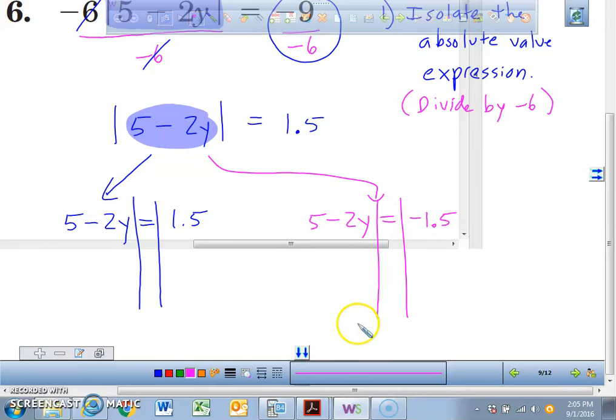What's the same about this? They're both 5 minus 2y. One of them just equals a positive, the other one equals a negative. So same process though. What are the only two steps that I have to do in this problem? First step, move the 5. So subtract 5. I'm going to do it all at once, because it's the exact same step.